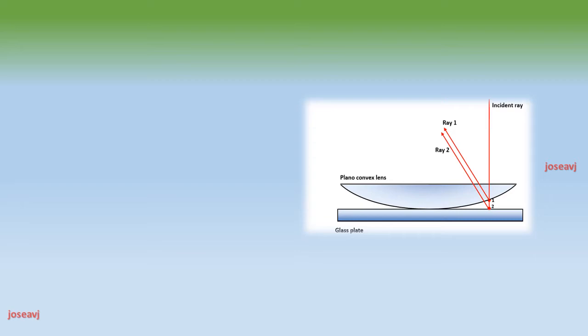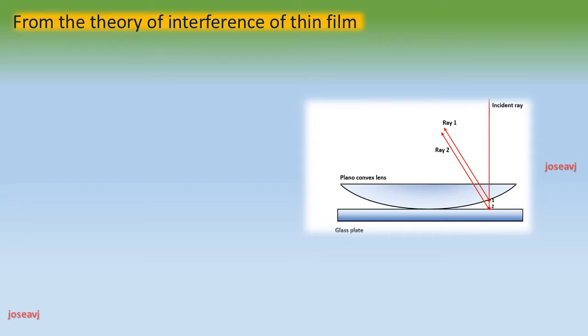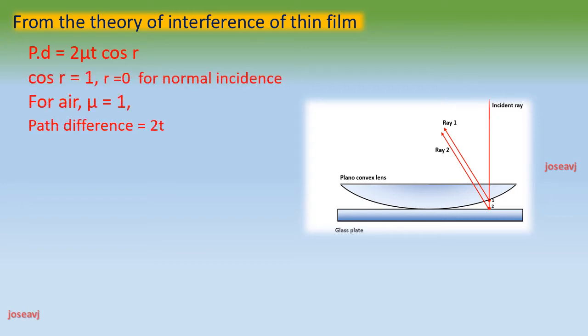Now from the theory of interference of thin film, we have the optical path difference equal to 2 mu t cos r. We know the medium between lens and glass plate is air, and r equals 0 for normal incidence. Therefore, the expression for path difference becomes 2t, since mu equals 1 for air and cos r equals 1 for normal incidence. So the path difference between 1 and 2 equals 2t.